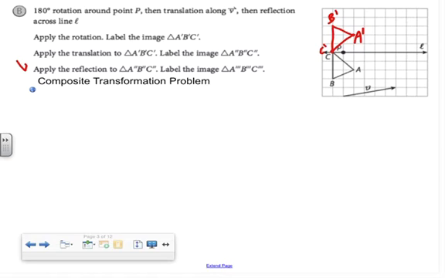If I rotate C 180 degrees, or C prime, 180 degrees around the point P, here's C double prime. Here would be A double prime, and here would be B double prime.